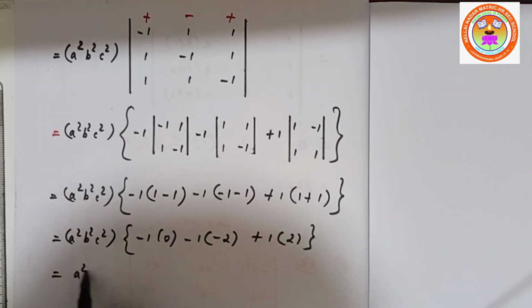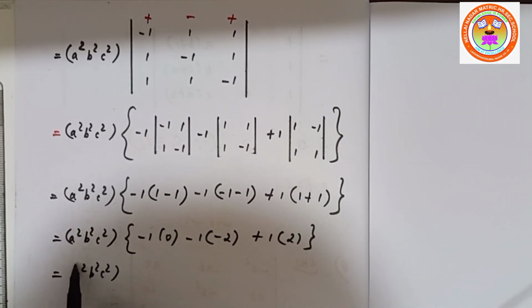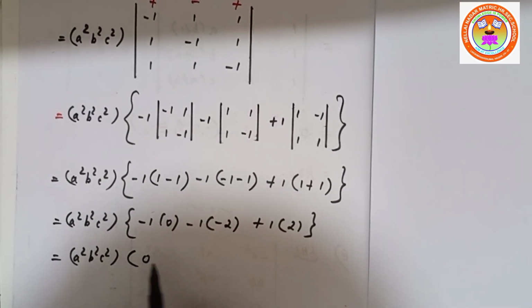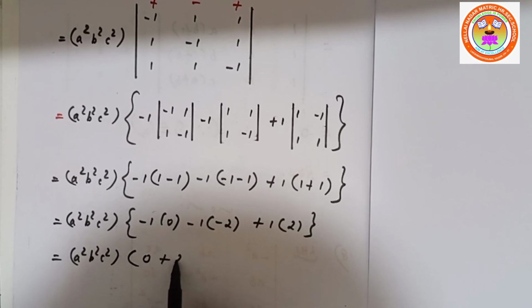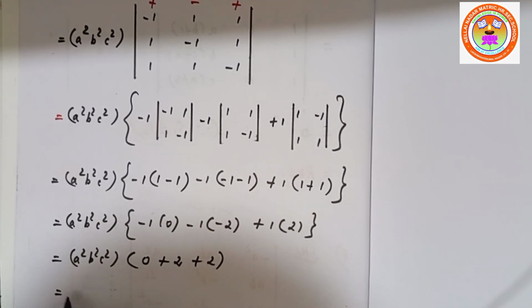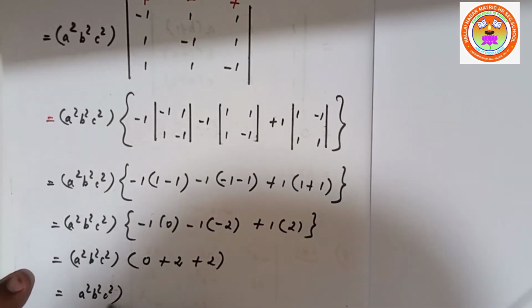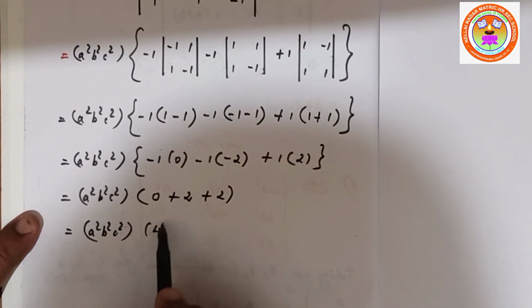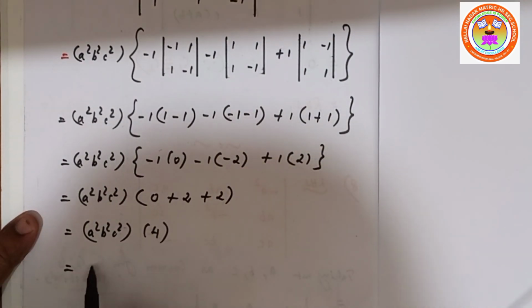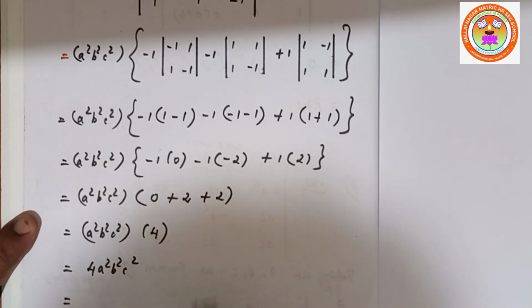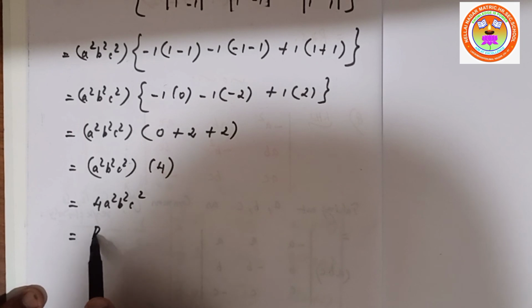That is equal to A squared B squared C squared into minus 1 into 0, 0 into anything is 0, minus 1 into minus 2 that is plus 2, then 1 into 2 that is equal to 2, that is equal to A squared B squared C squared into 0 plus 2 plus 2 that is 4. So if you multiply, you will be getting 4 into A squared B squared C squared, that is equal to RHS.